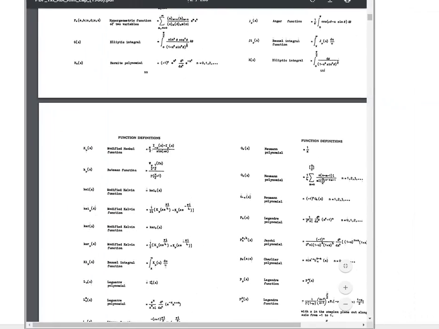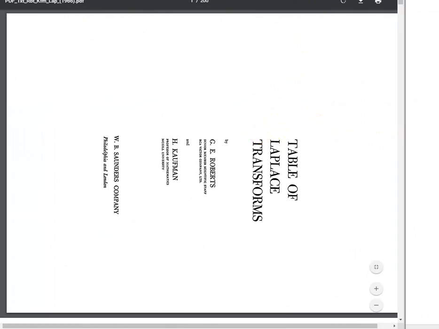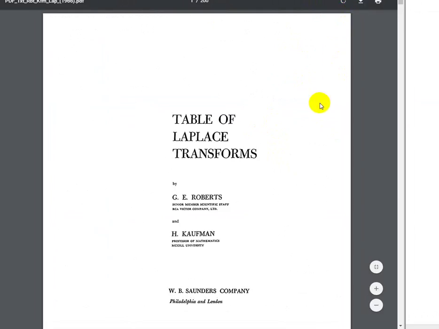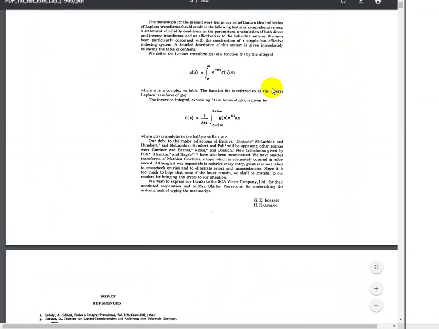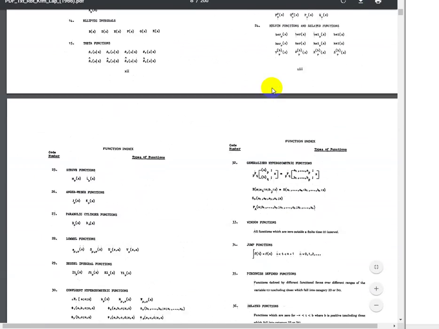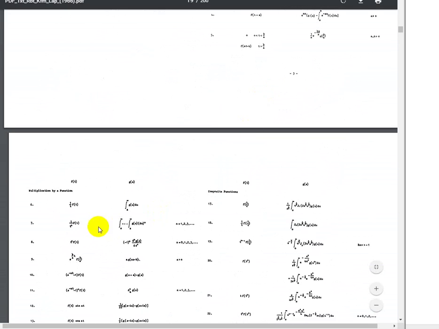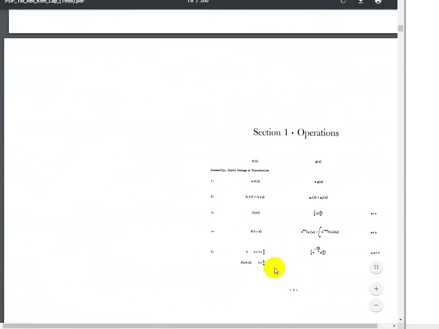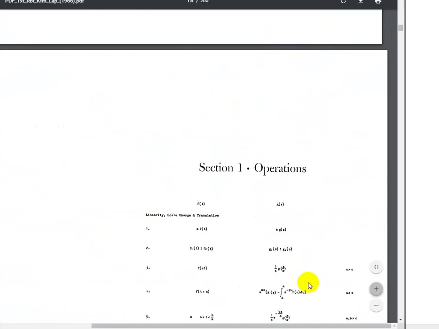Okay, so in general, if you go to your Laplace transform tables that are available somewhere on the internet, you'll find many more of these properties and functions, and here we are only showing the basic ones, right?